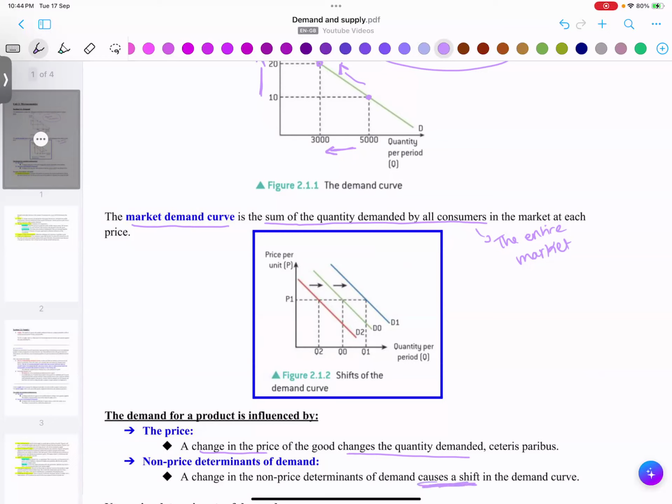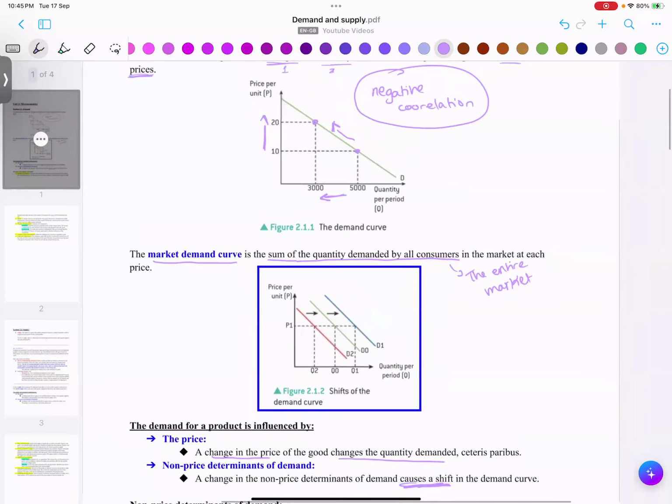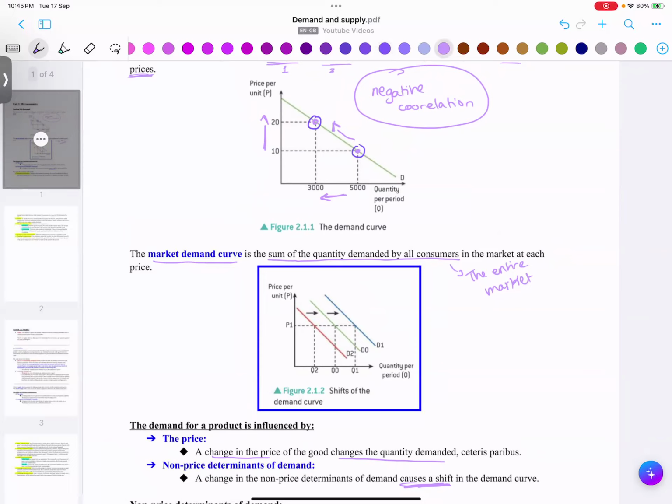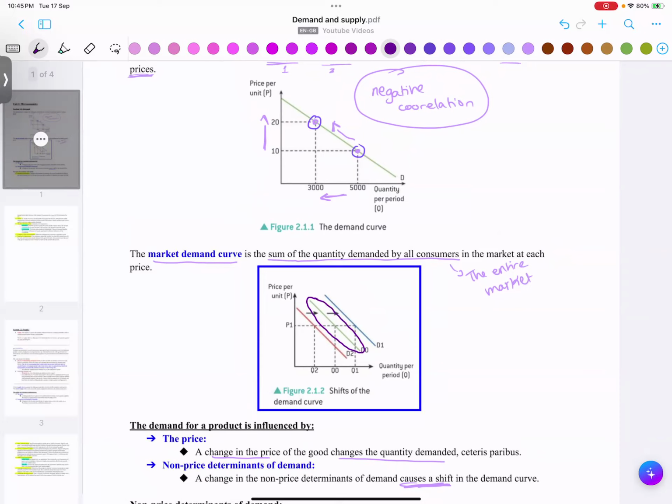Very important, because you have the price and the non-price determinants of demand, so it's stuff other than the price, right? When the price changes, we know that points on the curve change, okay? You have these points on the curve, and their position changes. But when you have a non-price determinant of demand, the curve itself begins to shift.